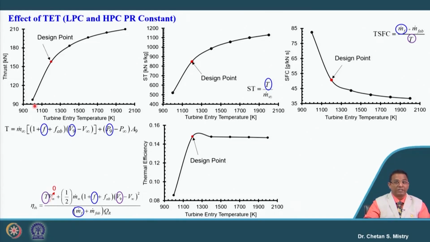So, we are discussing the thermal cycle analysis for the two spool configuration. From these calculations and plots, one can easily understand what the numbers should be for the pressure ratio, what the number should be for turbine entry temperature, and how it will impact our performance parameters.